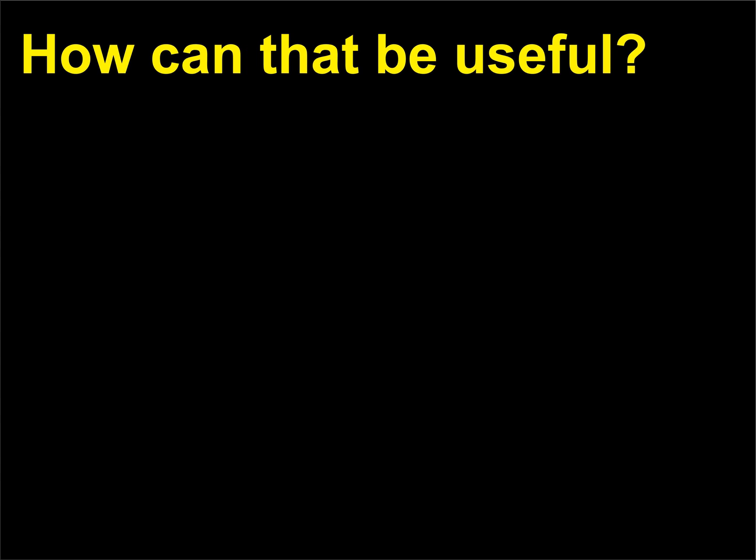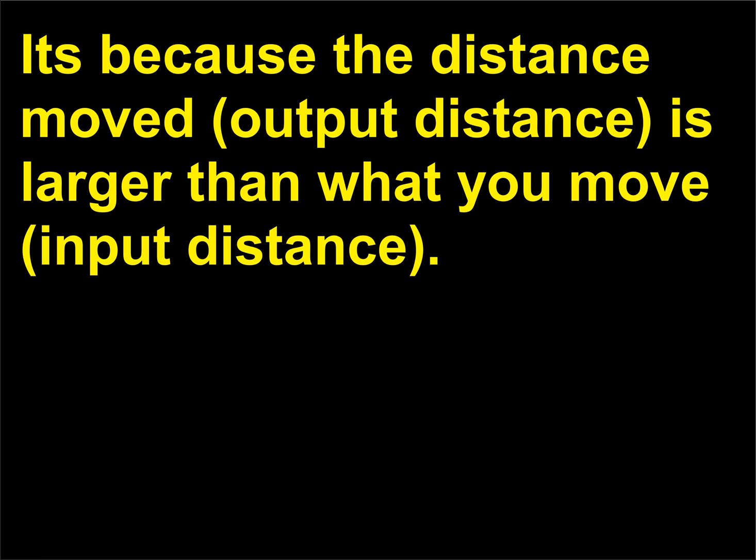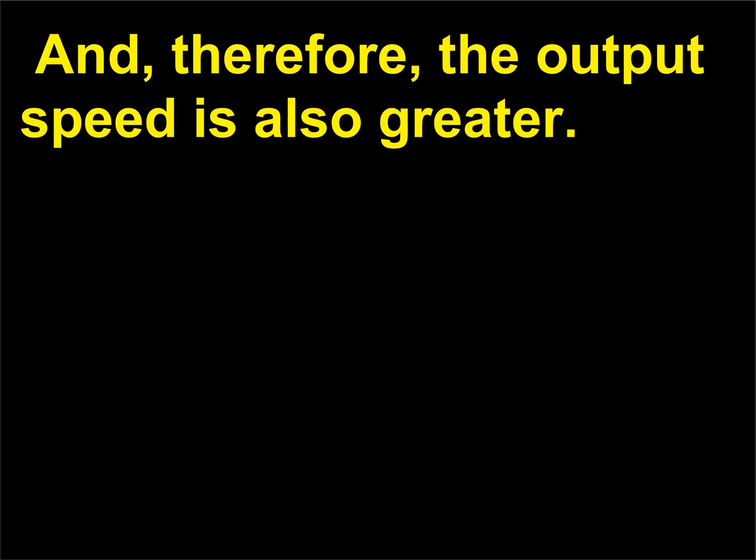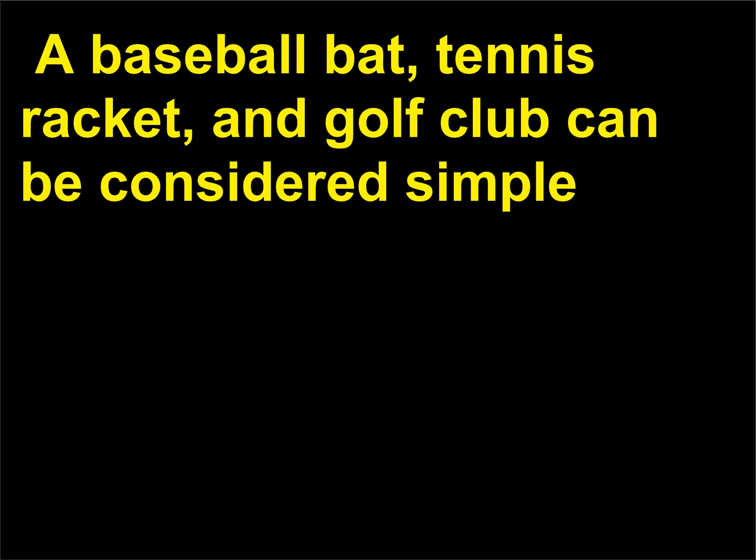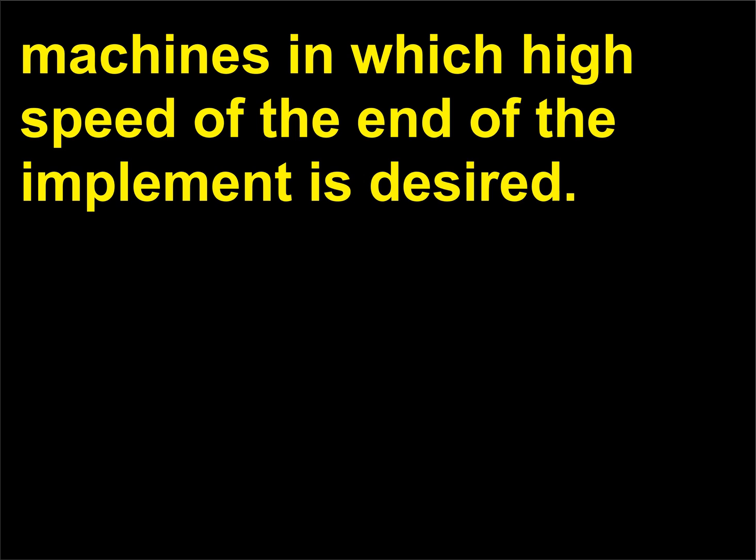How can that be useful? It's because the distance moved, output distance, is larger than what you move, input distance. And, therefore, the output speed is also greater. A baseball bat, tennis racket, and golf club can be considered simple machines in which high speed of the end of the implement is desired.